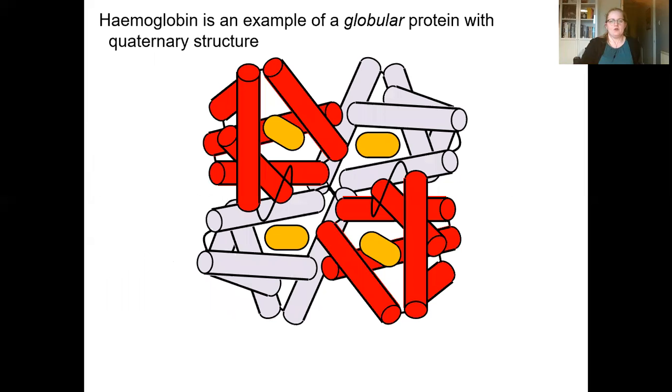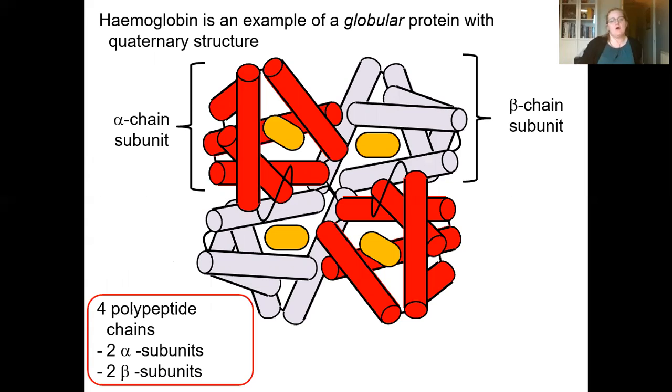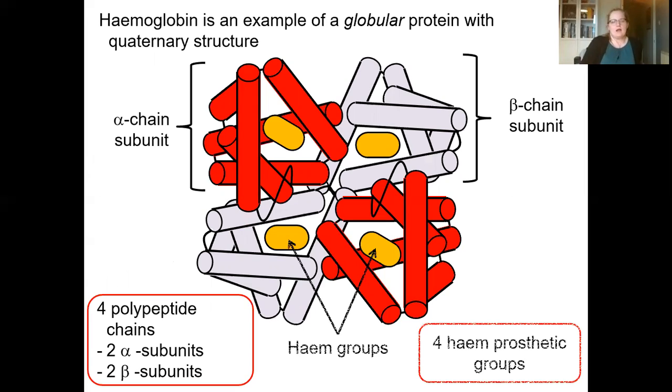So here's an example of a globular protein with a quaternary structure, and that's hemoglobin. Similar to what we saw before, and you can see those prosthetic groups. Here they've used an orange tic tac almost, being the heme group from iron. It's made up of 2 alpha subunits and 2 beta pleated sheet subunits. That's just something to know. And it has those 4 heme prosthetic groups.